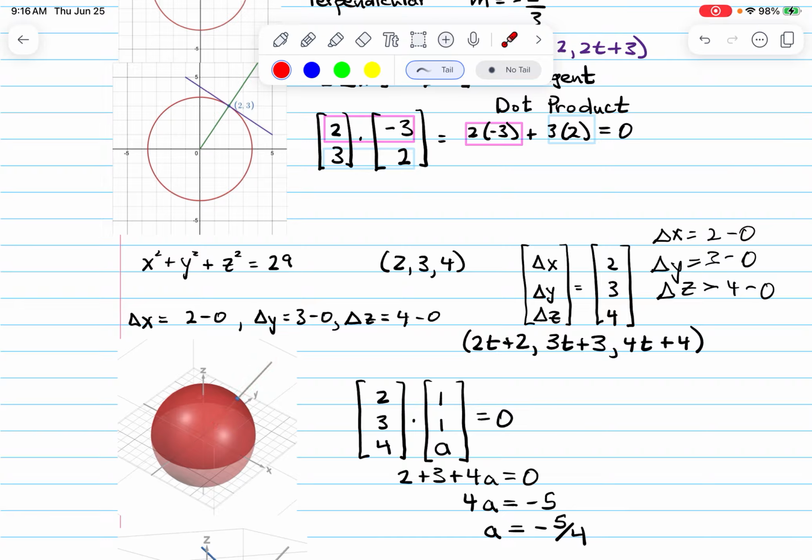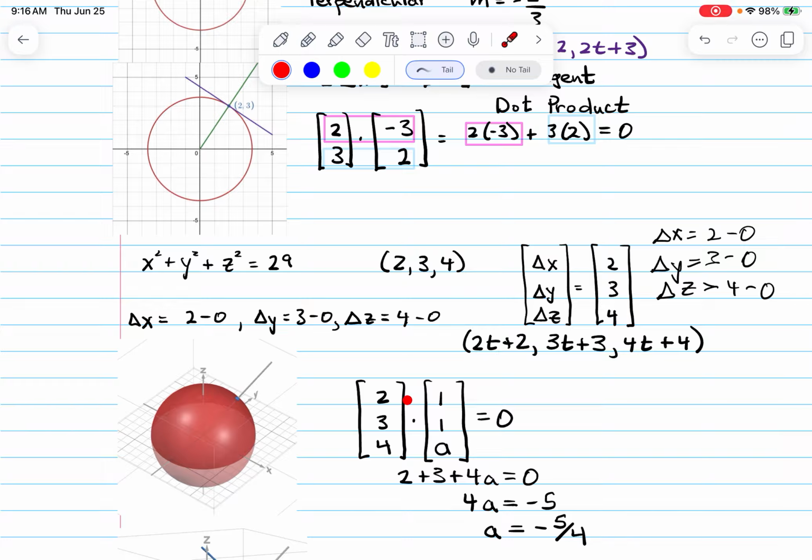Now, what I want is a line perpendicular to that. That's what I want. I want a line perpendicular to it. Well, one of the things I could do is I could say 2, 3, 4. There's my original. And then just say, okay, well, let's let delta x, delta y, delta z be 1, 1, and a. And I'll choose a that will make this thing 0. And then I have the numbers that I need. Okay, I'll show you what I'm talking about.